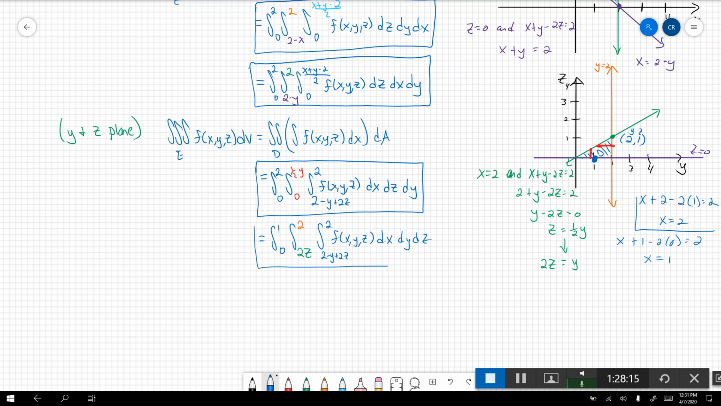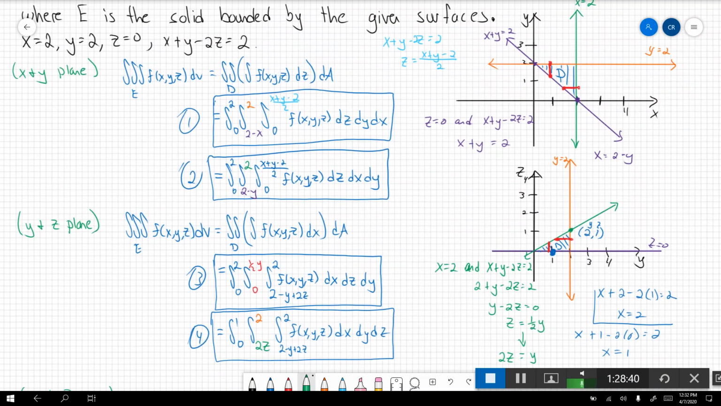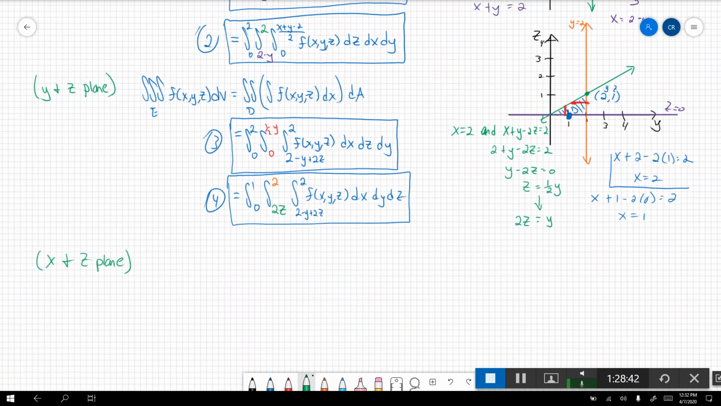So here's our fourth integral. So far we have 1, 2, 3, and 4 integrals. What I want you all to do now is try the next one, which will be the x and z plane that you're going to have to work with. So work with the x and z plane and see if you can draw the domain. Once you draw the domain, go through and set up those integrals.